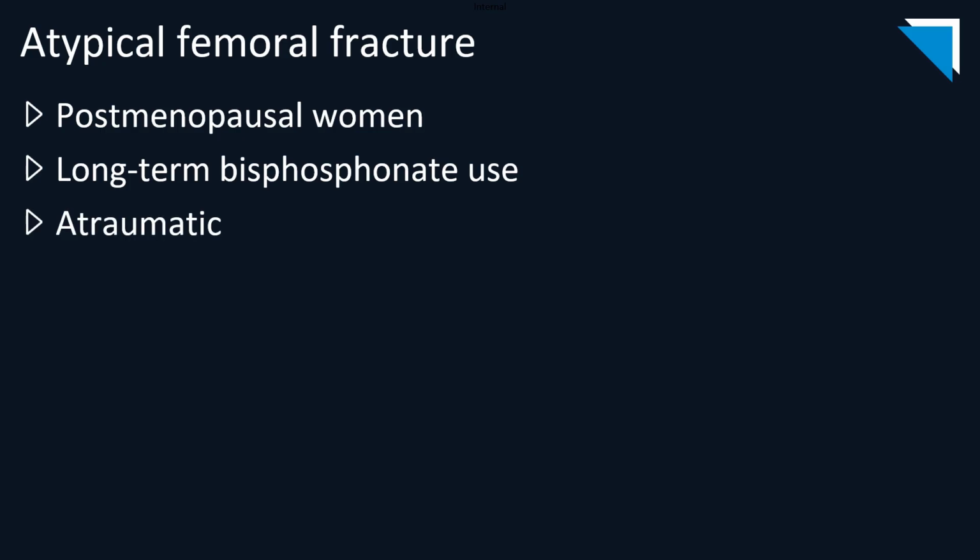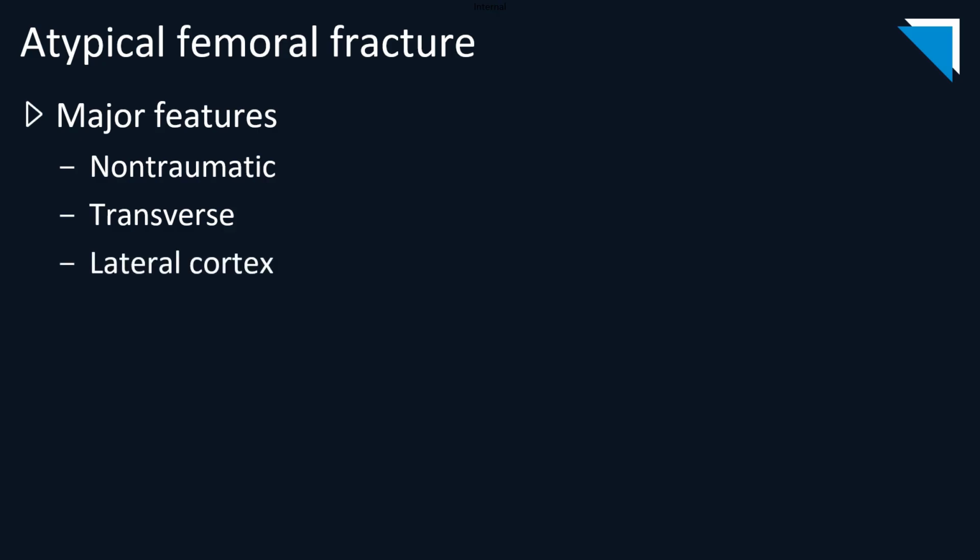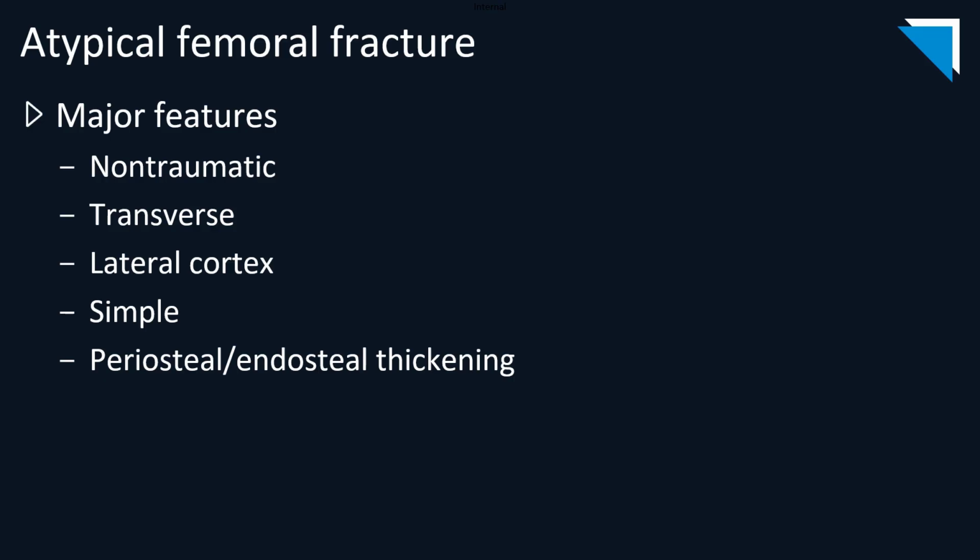They are generally considered atraumatic, although sometimes they come to our attention after minor trauma, and they are frequently bilateral. Major features of atypical femoral fracture include minimal or no trauma. Fractures must be in the transverse plane and involve the lateral cortex, without comminution, and with overlying periosteal or endosteal thickening.